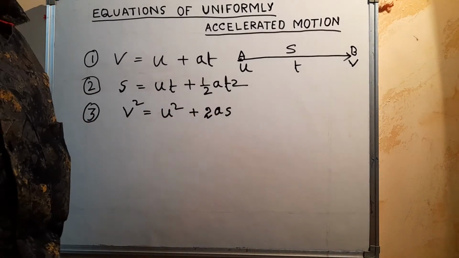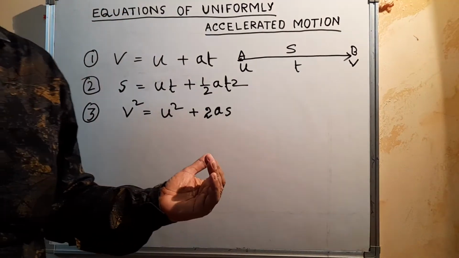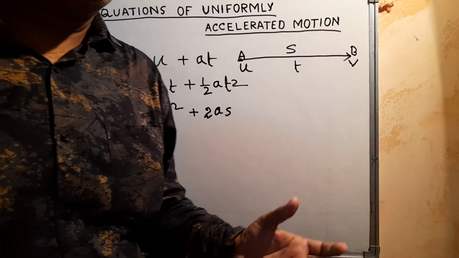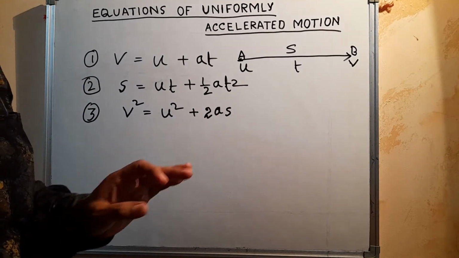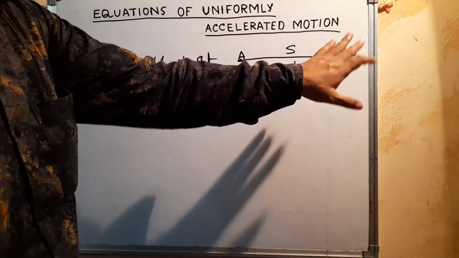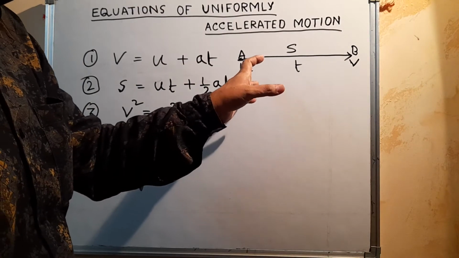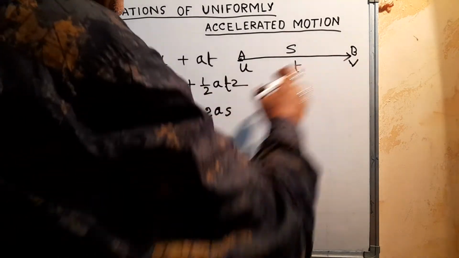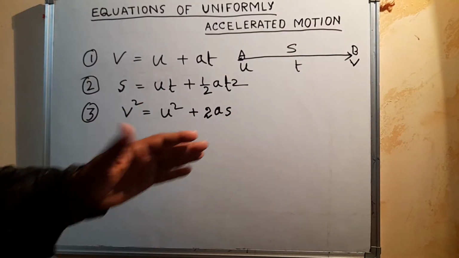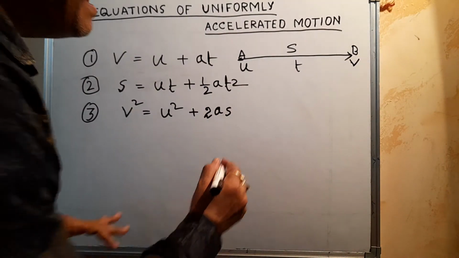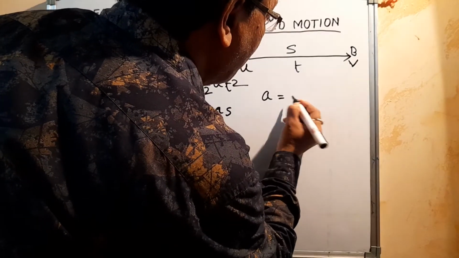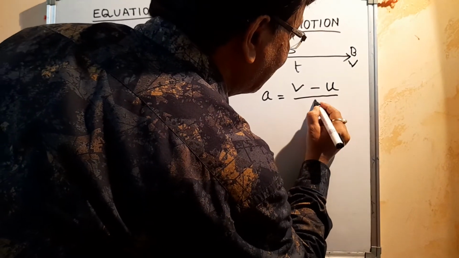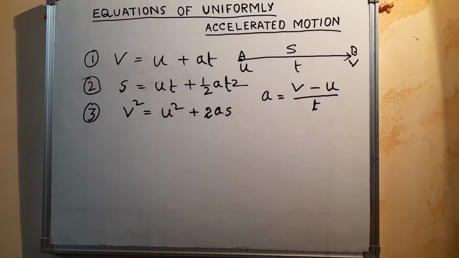Now what is the acceleration? We know the acceleration is the change of velocity of the body per unit time. Here the body has changed its velocity from u to v, the initial velocity u and the last velocity v. So the acceleration will be equal to v minus u by t, the change of velocity per unit time, a equal to v minus u by t.